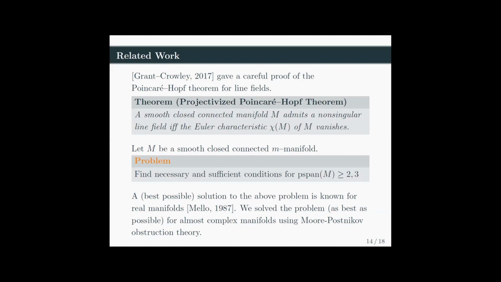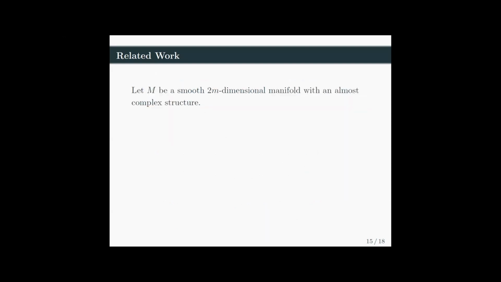And Nicola Sadovek and I have recently, it's not typed up yet, well, some of it's typed up, solved the problem in the complex case. And I just want to tell you a little bit about what that means. So now M is a smooth 2m-dimensional manifold with an almost complex structure. If you don't know about this, it doesn't matter. It just means that the tangent bundle of the manifold is isomorphic to the underlying real bundle of some complex vector bundle.